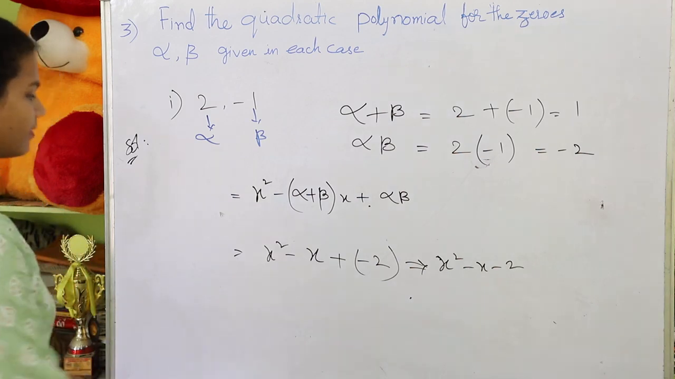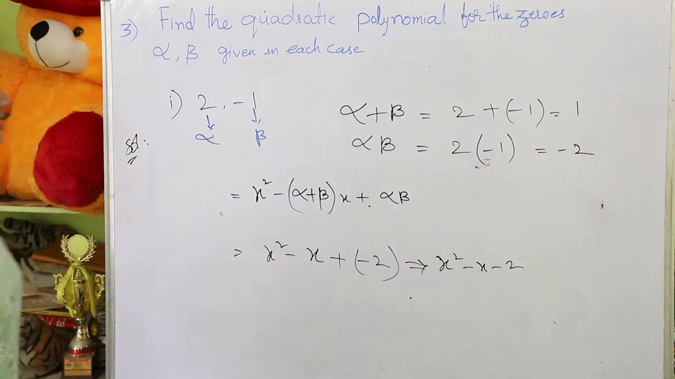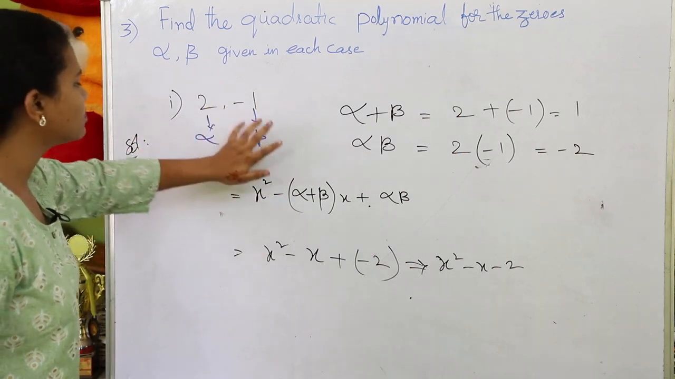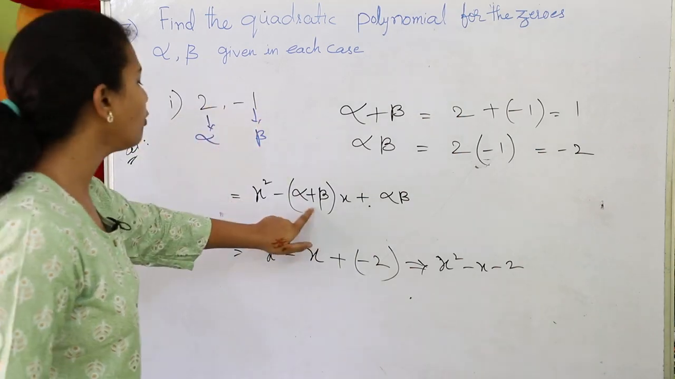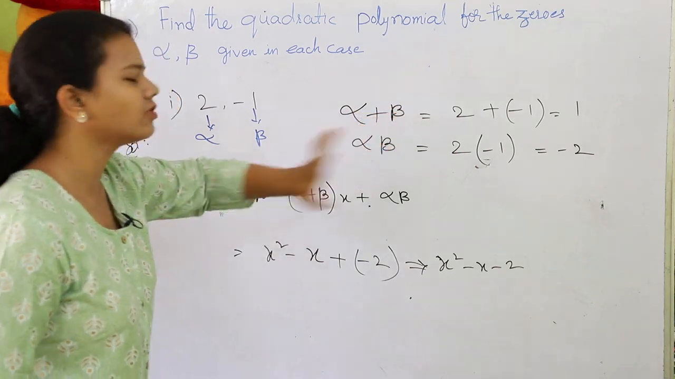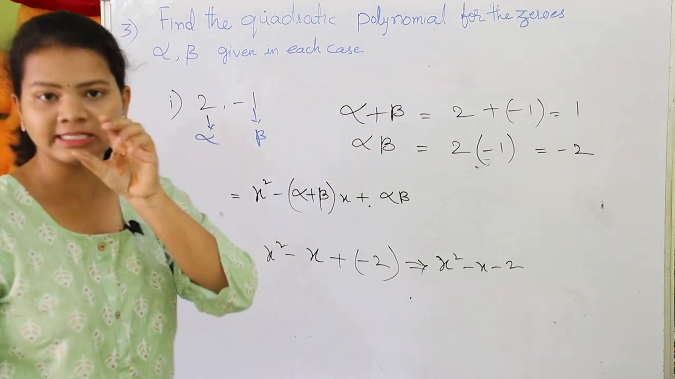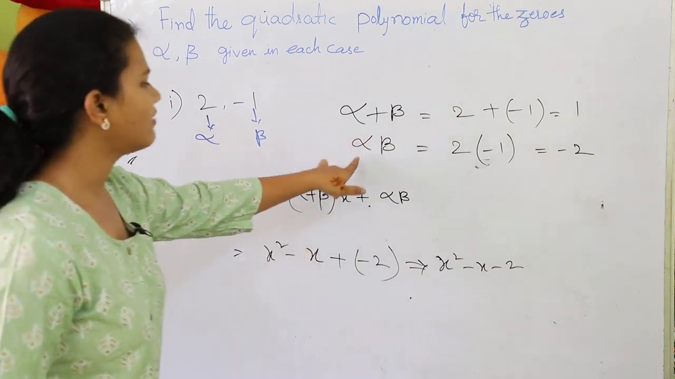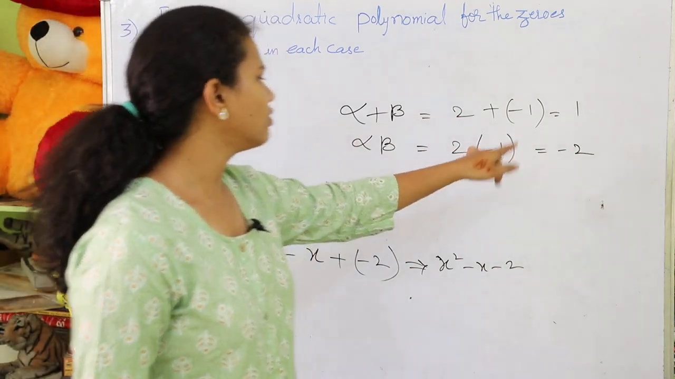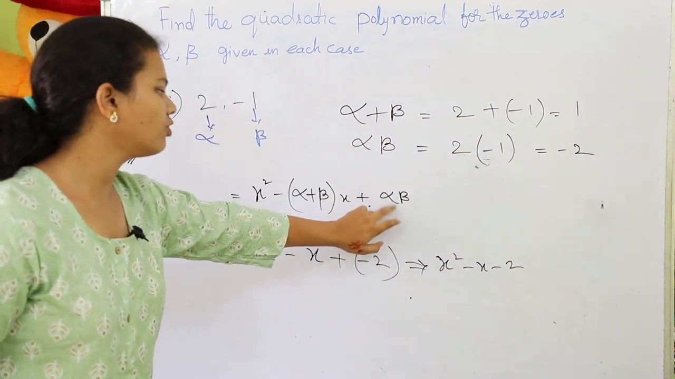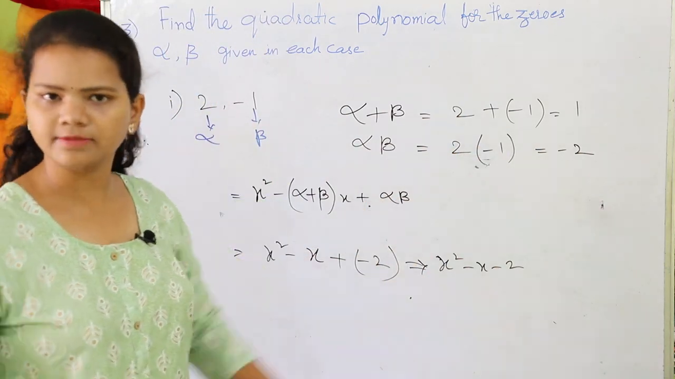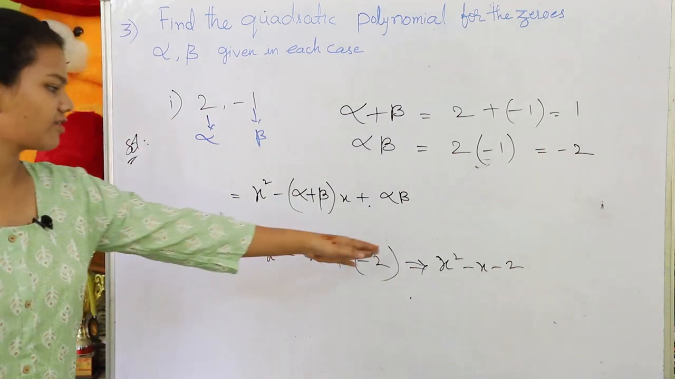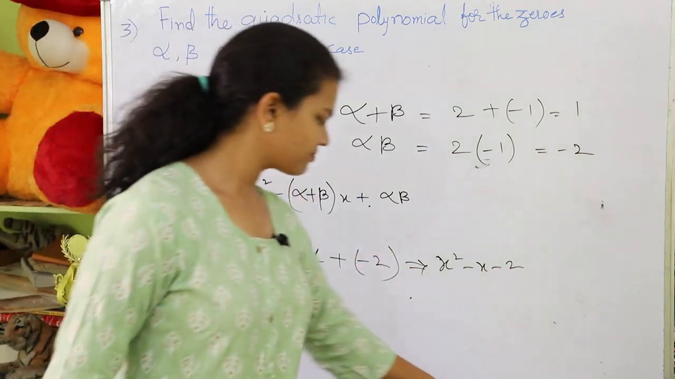Are you getting it? As they have given the alpha value and beta value, you firstly add both values, alpha plus beta, and substitute the value you get. Then you go for alpha into beta, where 2 into minus 1 gives minus 2, and substitute that value as well. This further forms the quadratic equation that we got. Clear?